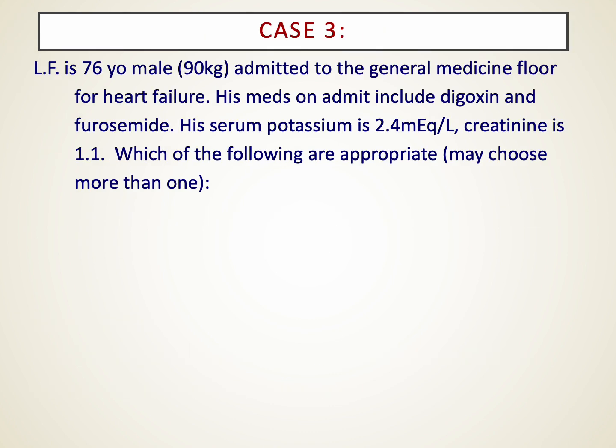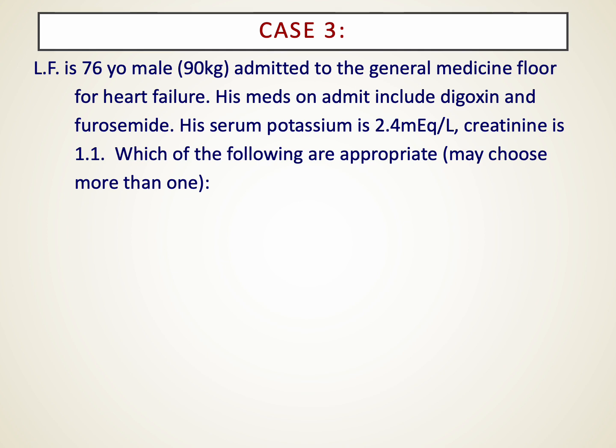So let's look at our third case. LF is a 76-year-old male who weighs 90 kilograms, admitted to a general med floor. He has heart failure, he's on digoxin, he's on furosemide. So let's first look at the digoxin. His digoxin means that we want to keep an eye on his electrolytes carefully because low or high potassium, when dig is on board, can risk cardiac arrhythmias. We also are looking at his furosemide, and that's going to cause a loss of potassium for him. So his serum potassium is quite low at 2.4. His creatinine is 1.1. So which of the following are appropriate interventions for him?